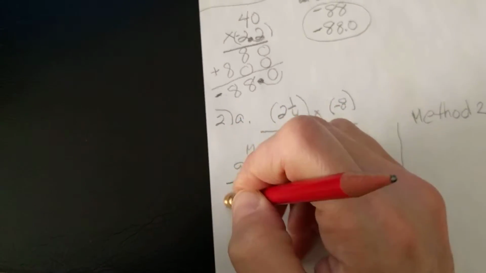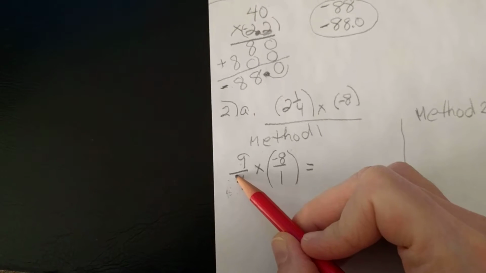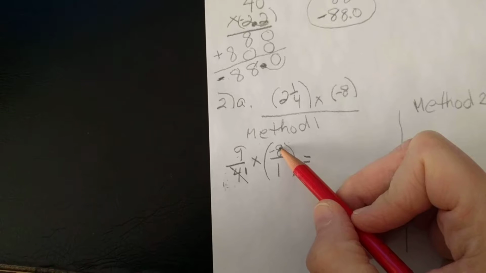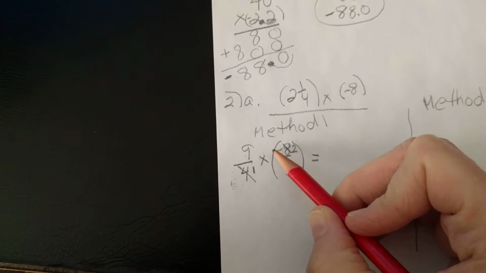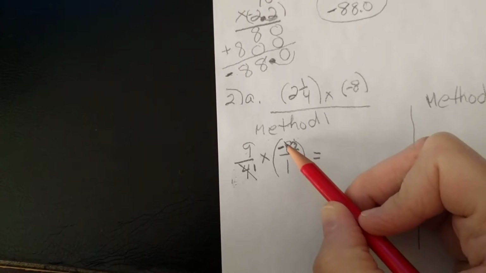So what I'm going to do is take 4 and divide it by 4, which gives me 1. And I'm going to take this 8, divide it by 4, which gives me 2. And don't forget the negative comes along. So now I have negative 2.